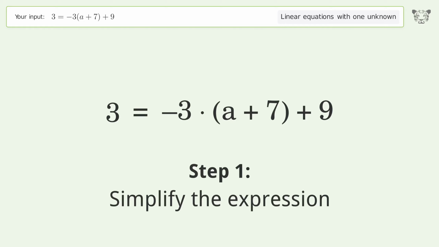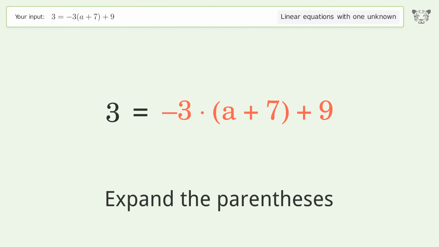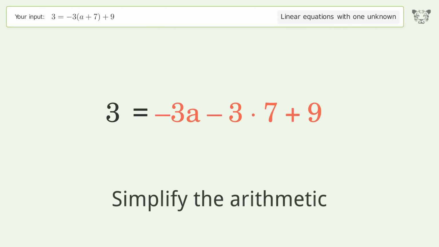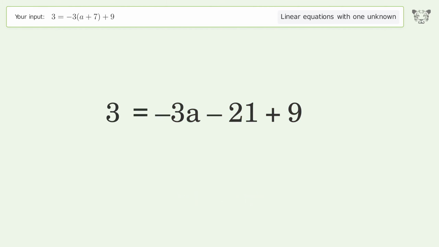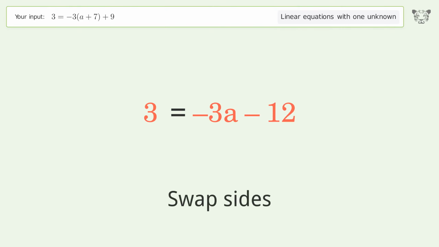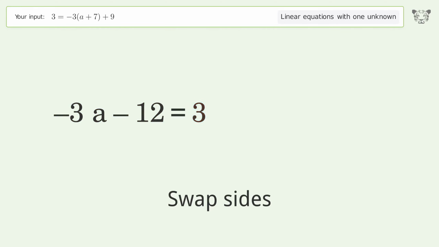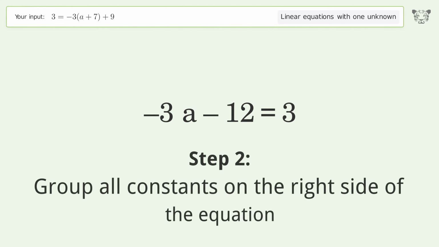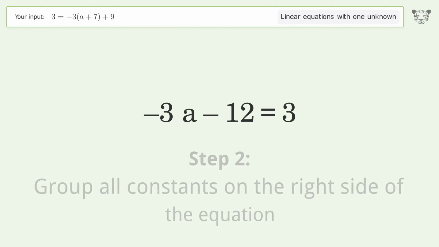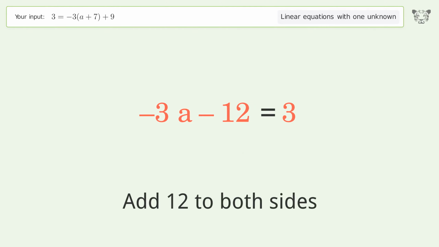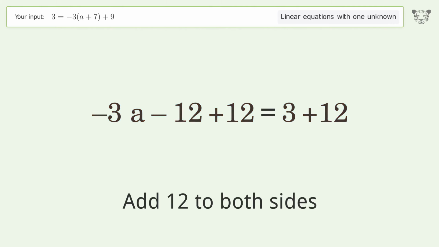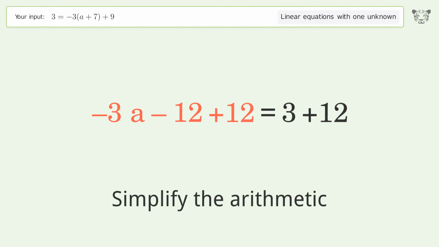Simplify the expression. Expand the parentheses. Simplify the arithmetic. Swap sides. Group all constants on the right side of the equation. Add 12 to both sides. Simplify the arithmetic.